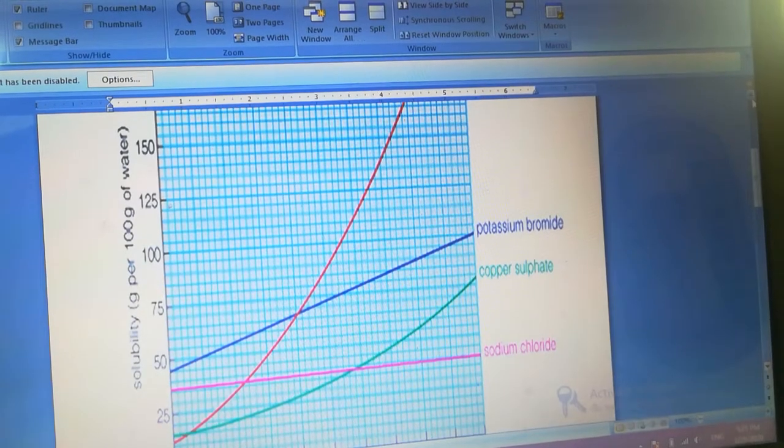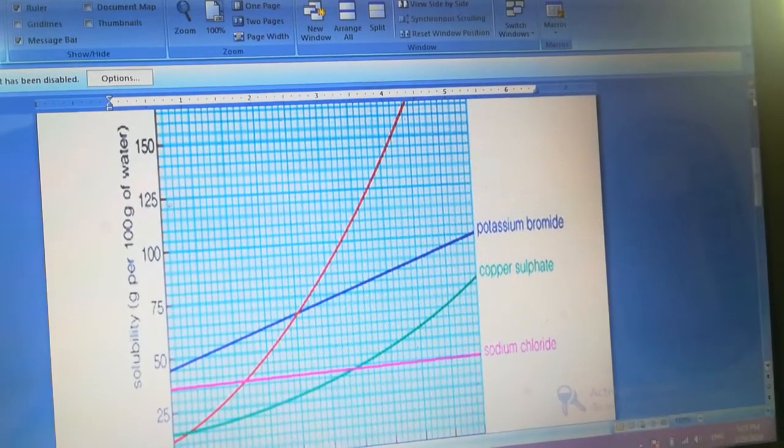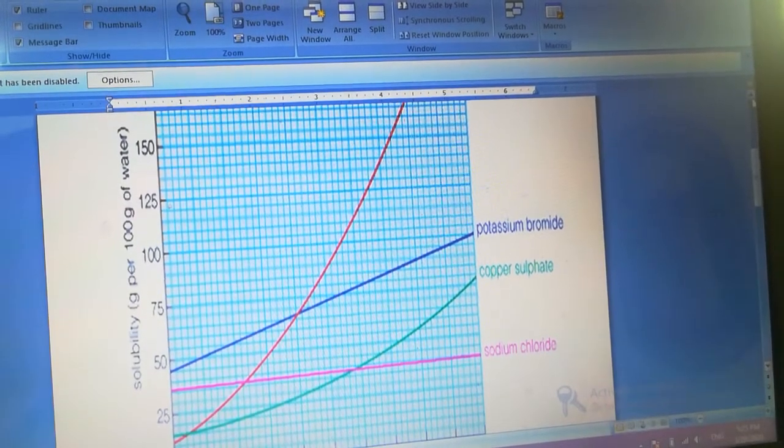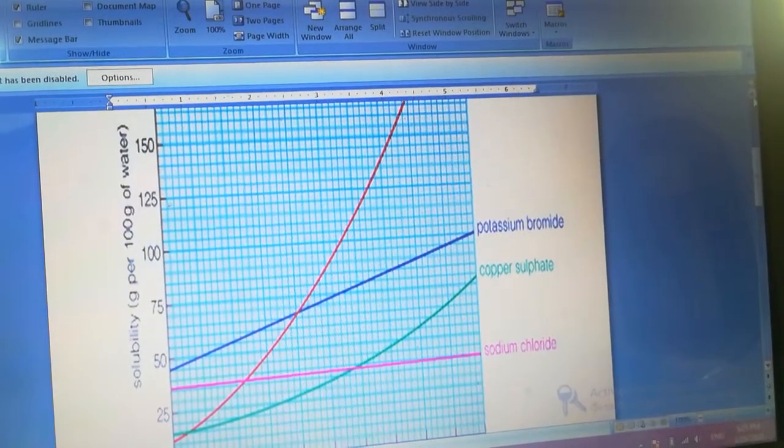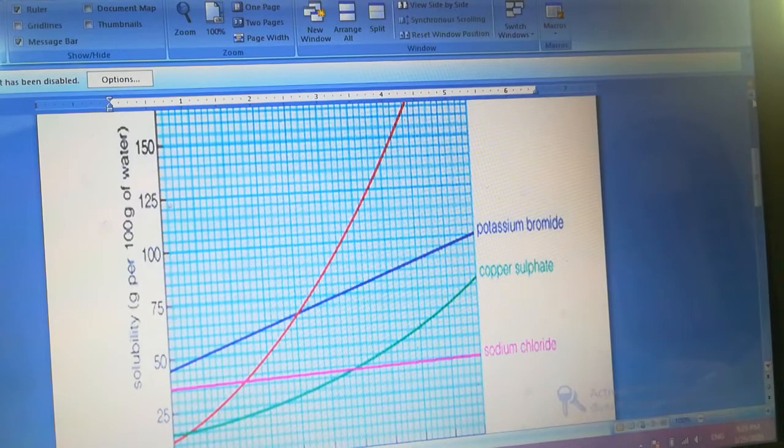Now let us solve question number 5, page 56. Use the solubility curves in figure 4.7. This is figure 4.7 to answer these questions. Part A. What is the solubility of potassium bromide in water at 80 Celsius degree?